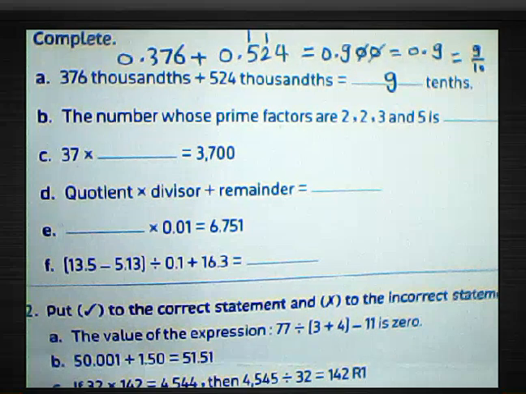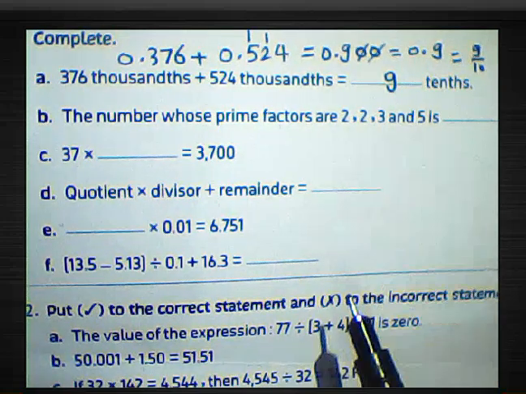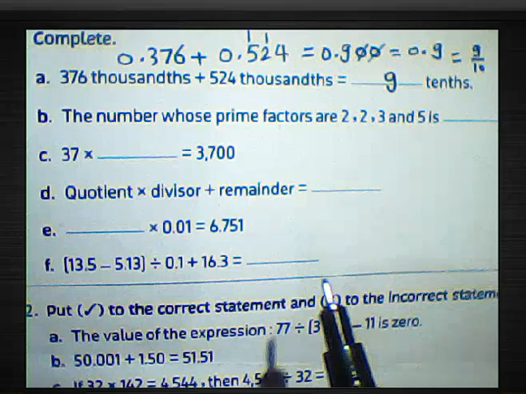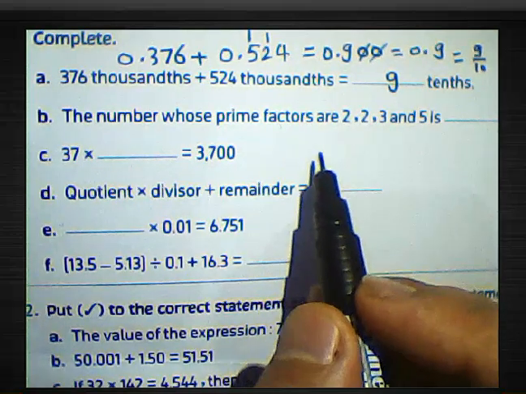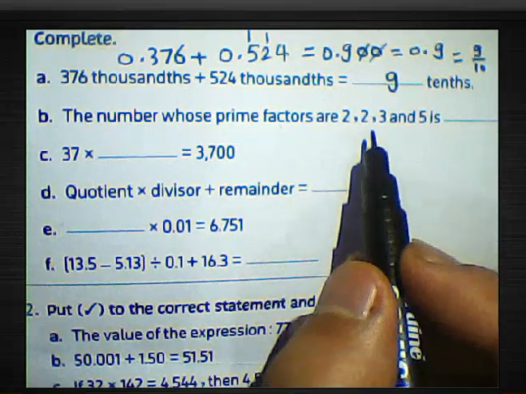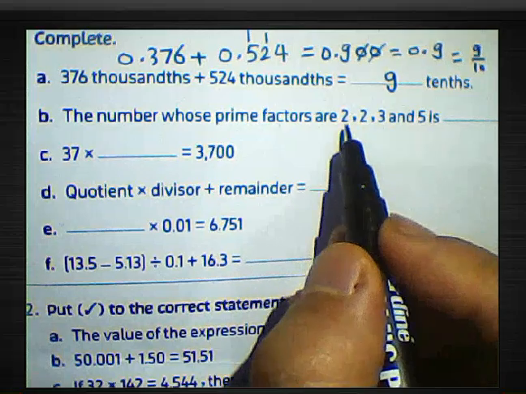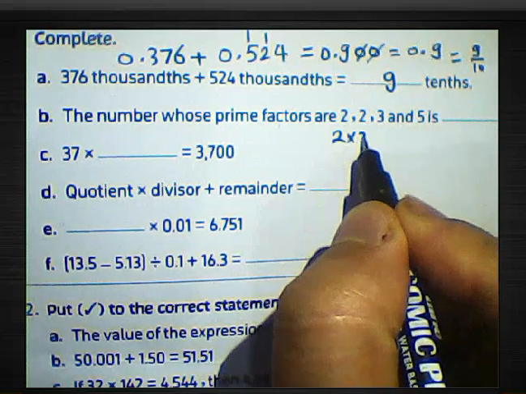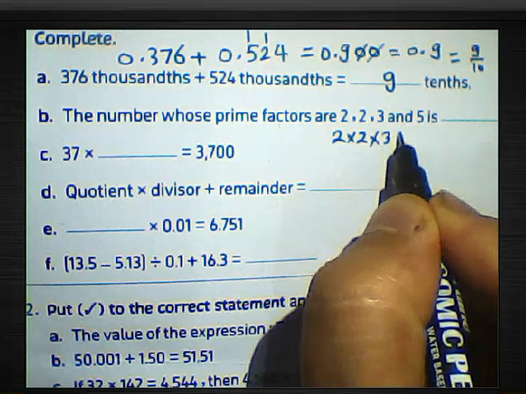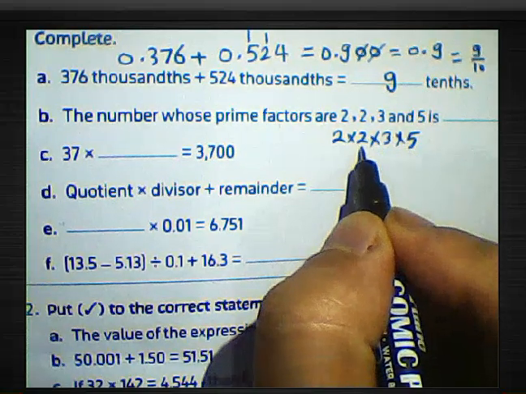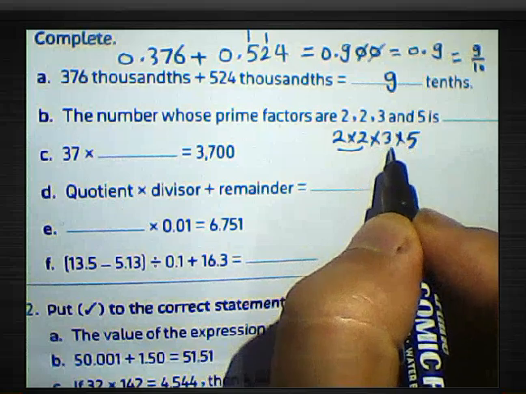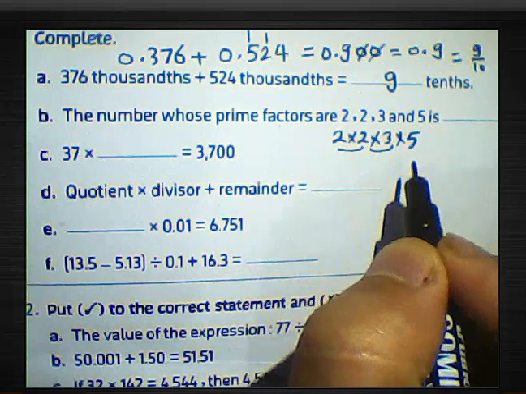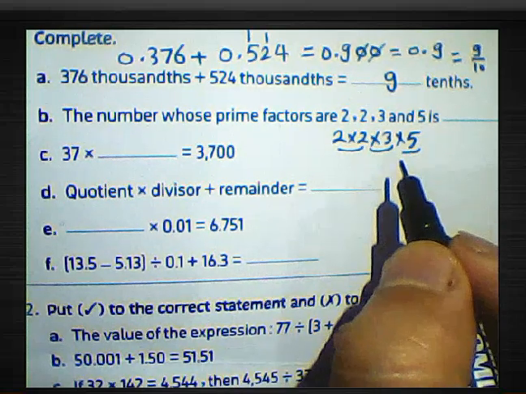Question letter B. The number whose prime factors are 2, 2, 3, and 5. He asked about the number whose prime factors. We can find the number by multiplying all the factors here: 2 times 2 times 3 times 5. 2 times 2 is 4. 3 times 4 is 12. 12 times 5 equals 60.